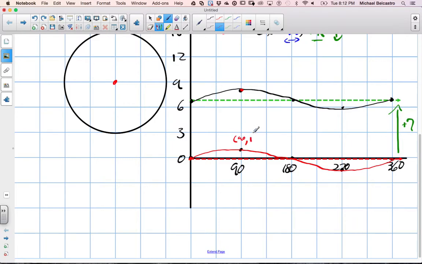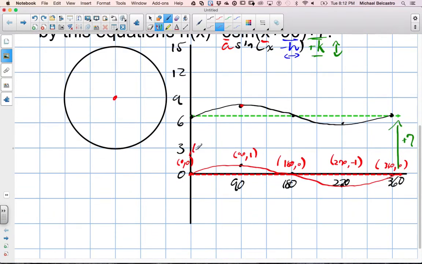So we take all of our y values, and I'll write these coordinates out. This is 90 and 1. This is 180 and 0. This is 270 and -1, and this is 360 and 0. To apply your amplitude, or your A value, this is 0, 0. You just multiply it by whatever the A value is. So 0 times 6 stays at 0. This value doesn't change. 1 times 6 becomes 6.